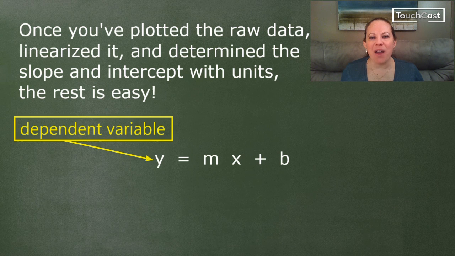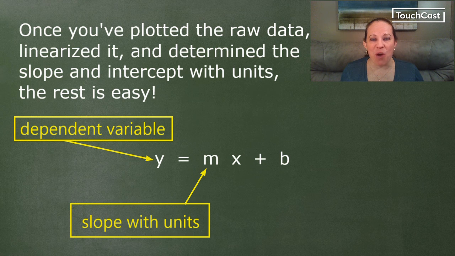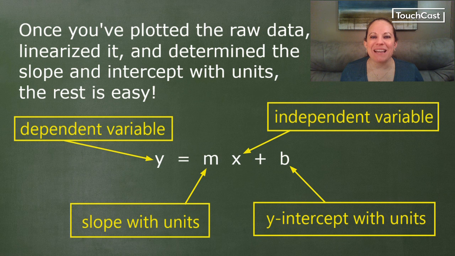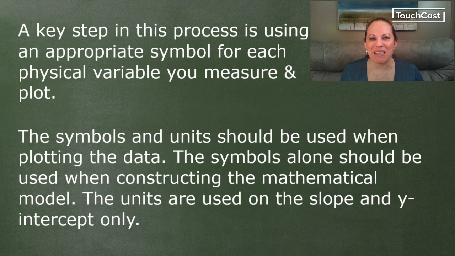In place of y, we will put the dependent variable for our data. And then m is the slope with units. In place of x will be the independent variable for this data set. And b is the y-intercept with units.